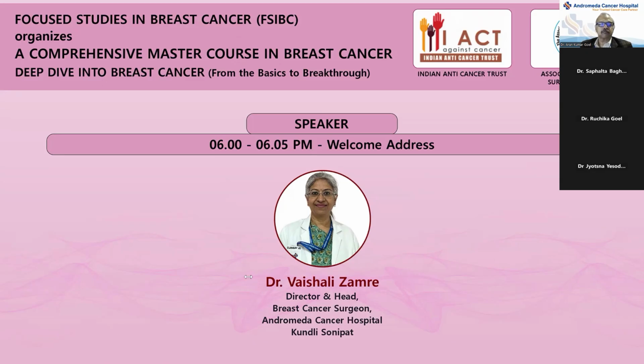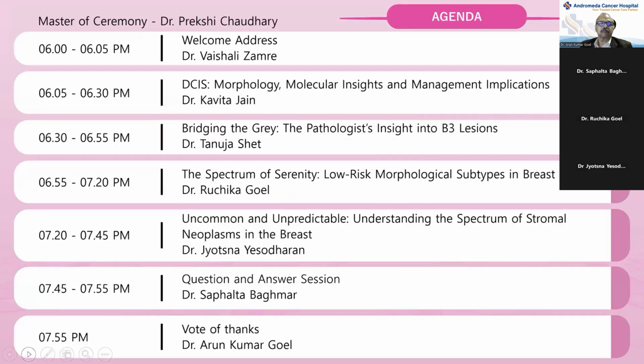Today it's the fifth webinar of this series, and today's session is dedicated once again to the understanding of breast pathology. In today's session, we are going to cover the uncommon areas of breast cancer, that is DCIS, then the B3 lesions, the stromal tumors, and the low risk breast malignancies. We have a great team of faculty, which includes Dr. Tanuja ma'am, Dr. Kavita Jain, Dr. Ruchika, and Dr. Jyotsna Yashodharan. I'm sure it's going to be a great, engaging, as well as an informative session, which is going to strengthen our collective approach to breast cancer management.